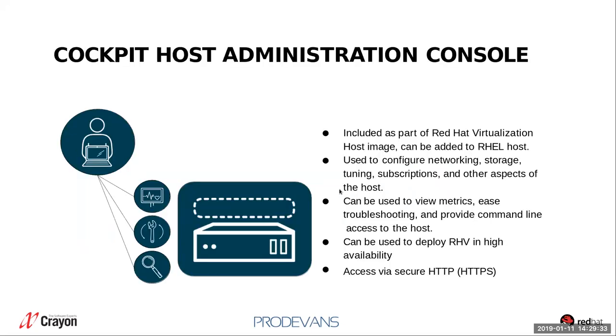Now coming to the cockpit. Cockpit is the host administration console. Cockpit is included as a part of virtualization host, and the engine can be added to the RHEL host. It is used to configure networking, storage, tuning, and subscription. Subscription is required because Red Hat provides all the services based on their subscription. Other aspects of the host can be used for metrics. You can see the metrics, you can troubleshoot and get command line access to the host.